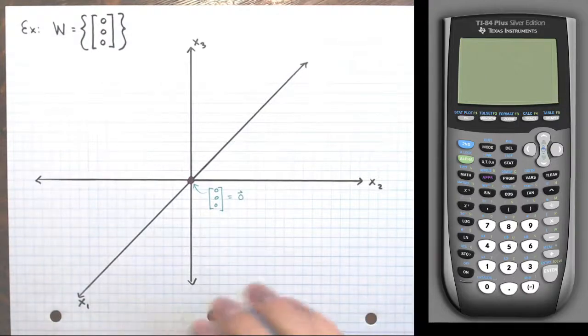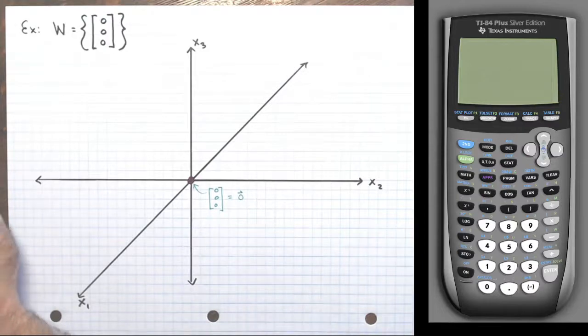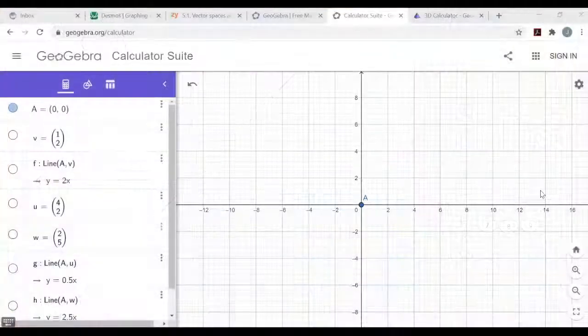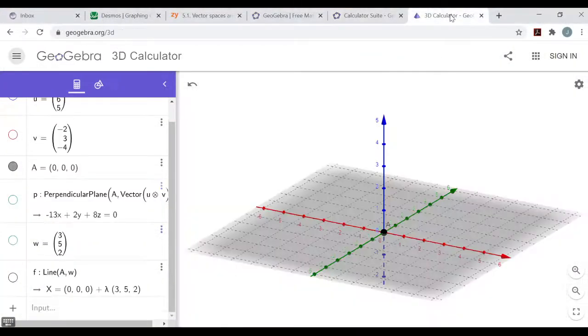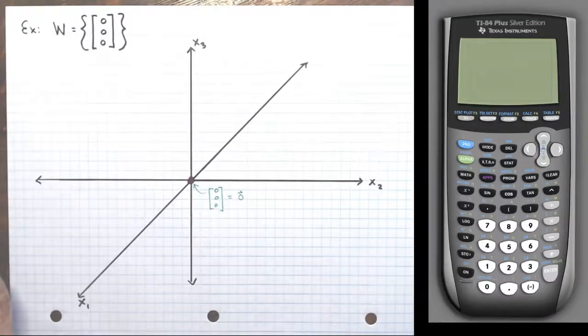All right, and let me show you the GeoGebra 3D calculator up here. I've just got point A in black where all three axes meet. They have a green axis, a red axis, and a blue axis for x1, x2, x3. And that's it, just that point A there, 0, 0, 0, is a subspace of R3. Okay, so back to my pages.